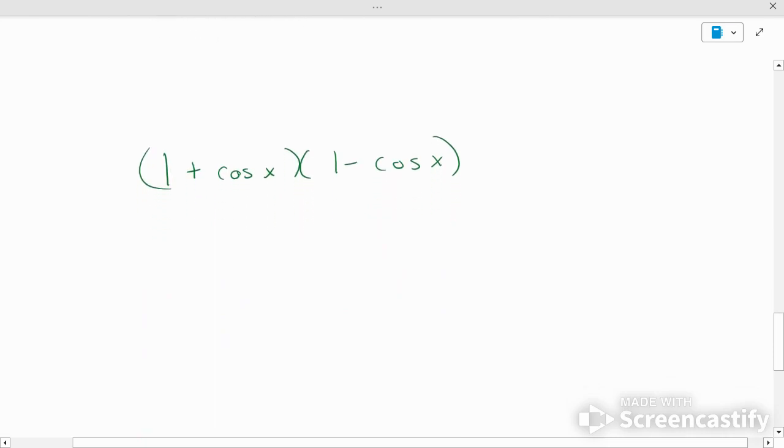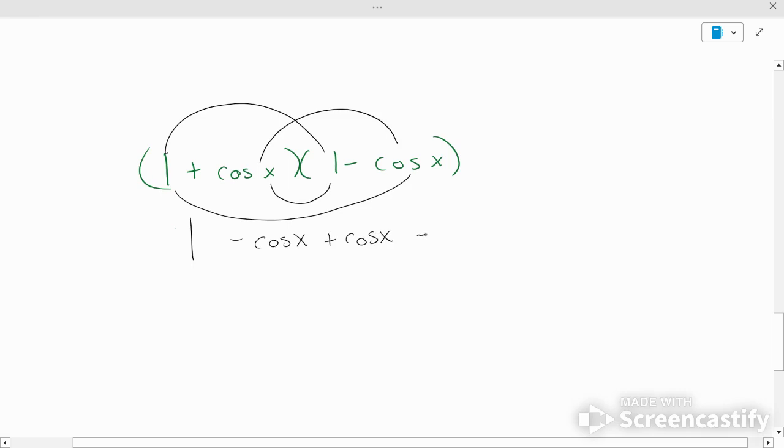Now, let's look at this one. When you see something like that, what is a magic math word you think of? Yeah, the little 4-lettered F word, FOIL. Okay? So, let's FOIL this. 1 times 1 is 1. Outers is negative cosine of x. Inners is plus cosine of x. Last times last is minus cosine squared of x. What's negative cosine of x plus cosine of x? 0. They cancel. So the middle two terms cancel, and you get 1 minus cosine squared of x.